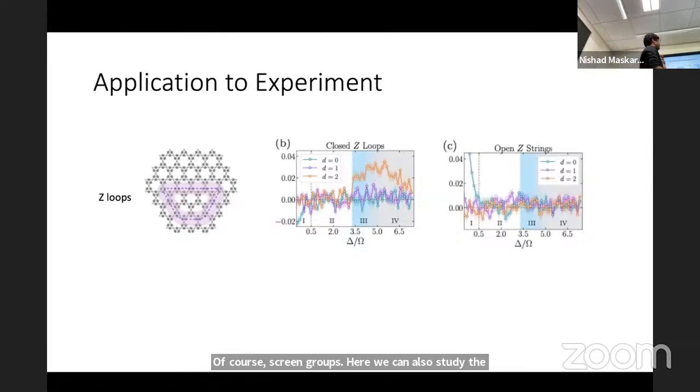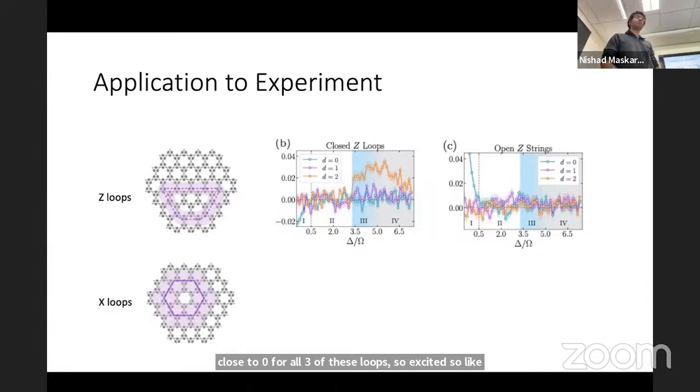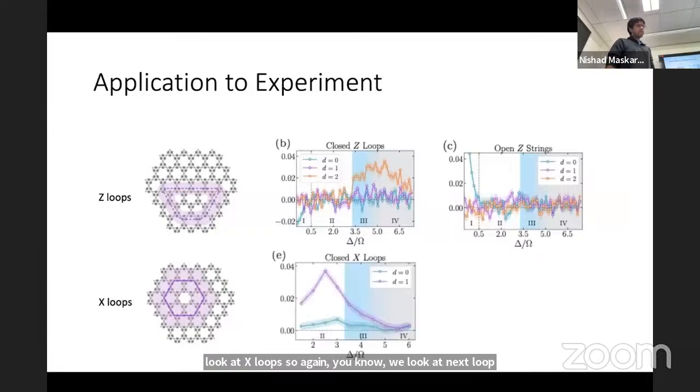And when we look at the open Z strings, we see that the signal remains close to 0 for all 3 of these loops that we studied. So t equals 0, t equals 1, and t equals 2. We can also look at X loops. So again, we look at an X loop that's quite large compared to the size of the system. And the X loop signal looks as follows.